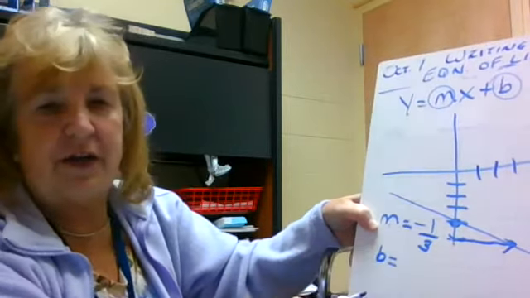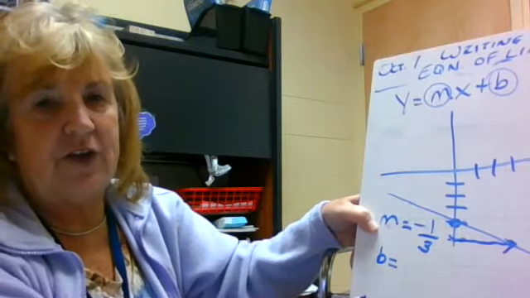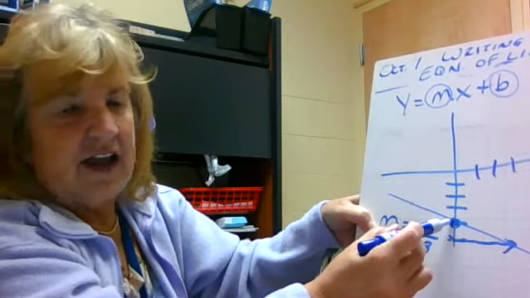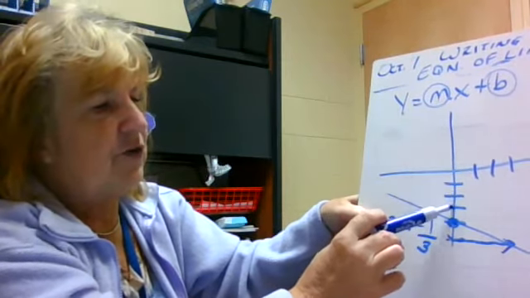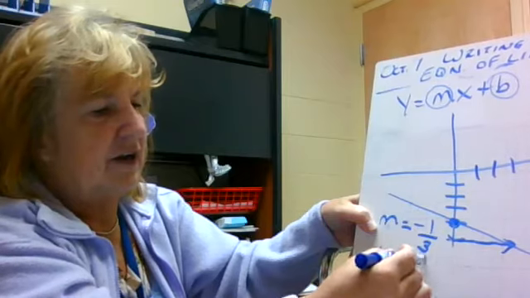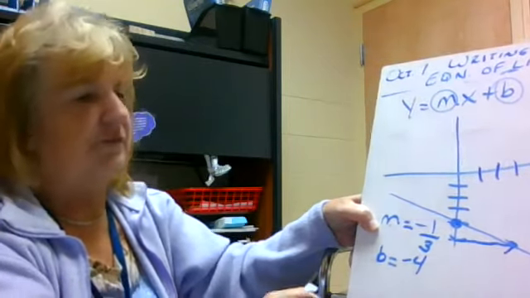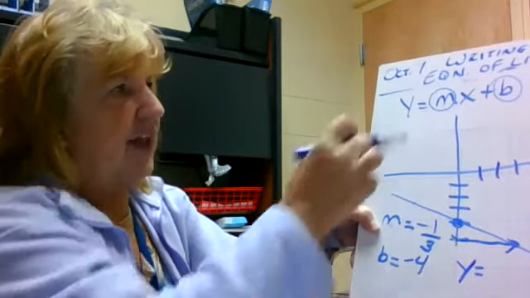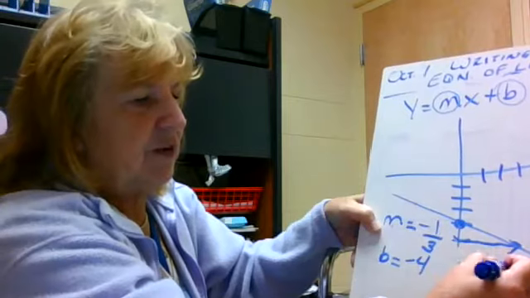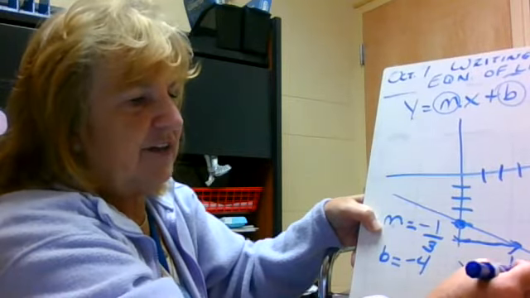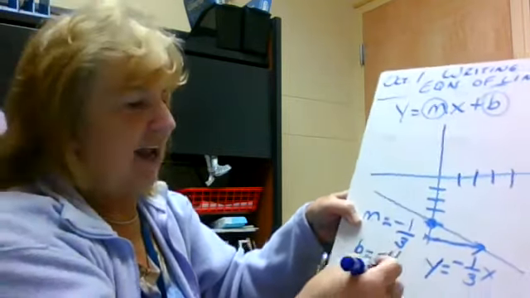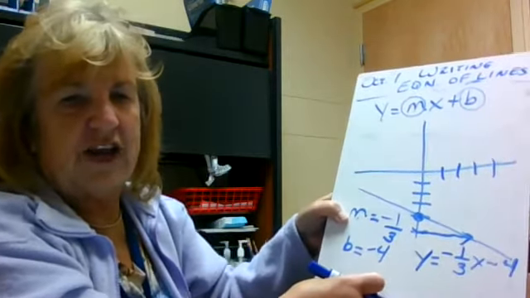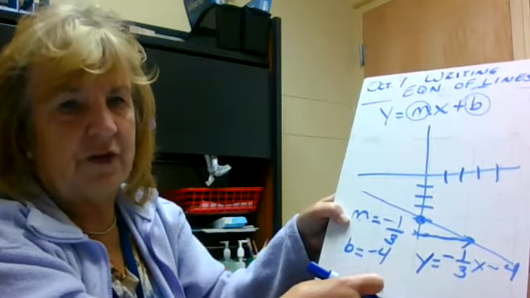My y-intercept is the place where the line crosses the y-axis. Well, it crosses right here, and that number is 1, 2, 3, -4. So your equation: the y stays in the problem, then the m, -1/3, the x stays, and then the b. So y = -1/3 x - 4.